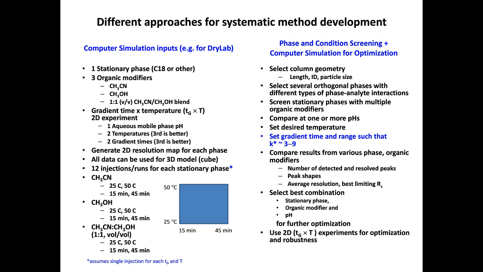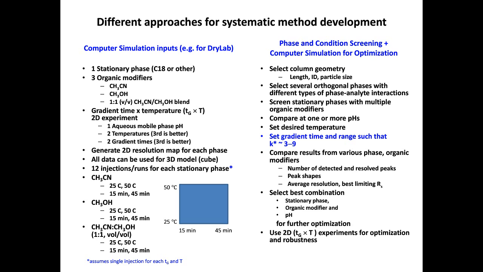On the right-hand side, I'm showing a different approach that also can incorporate that computer simulation, in which you choose a particular column geometry and particle size, and then you choose several different phases with different types of analyte stationary phase interactions, and you screen those different phases with multiple organic modifiers at one or more pHs, and you fix the temperature ideally at a low value such that any other higher temperatures that you run later for optimization will all fall below the pressure max of your system.